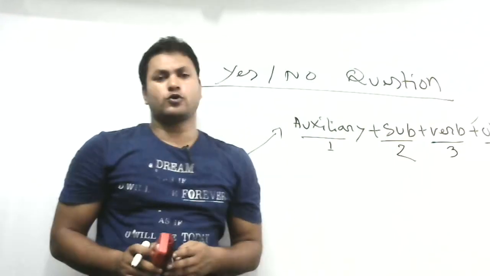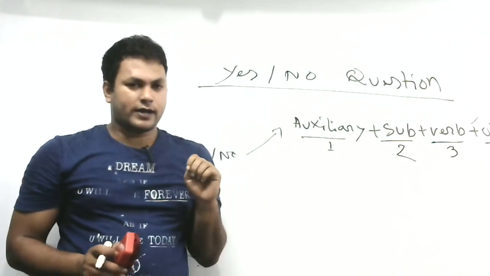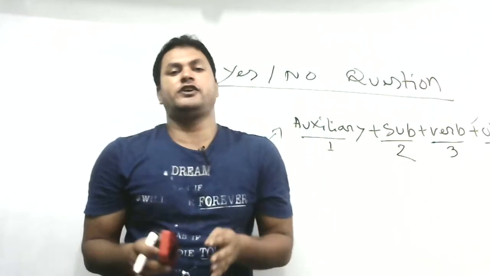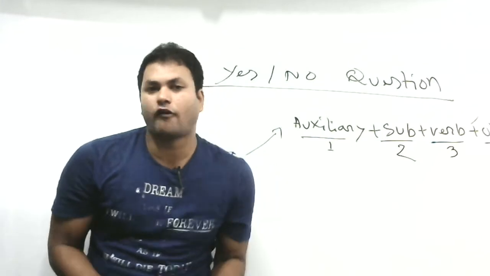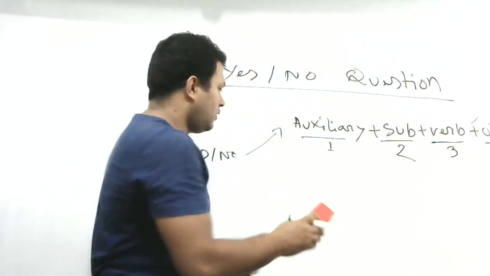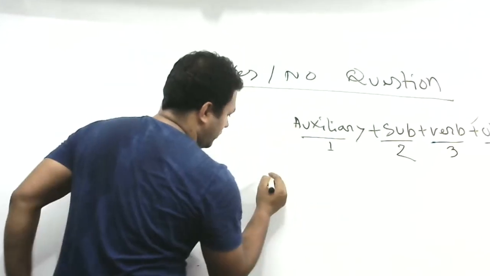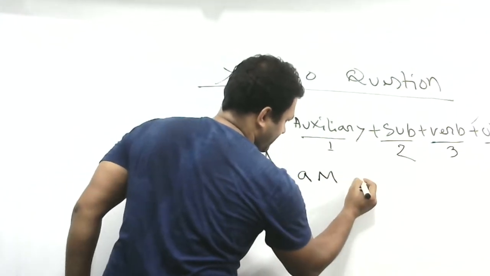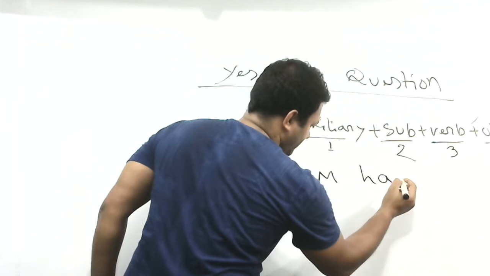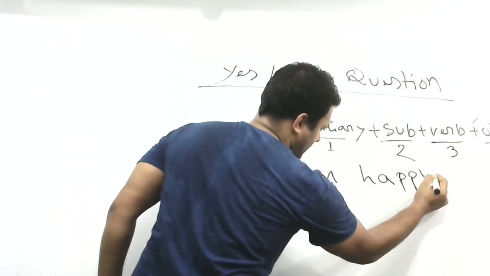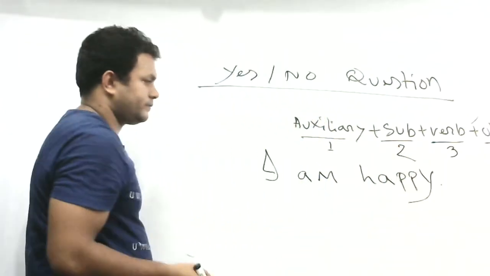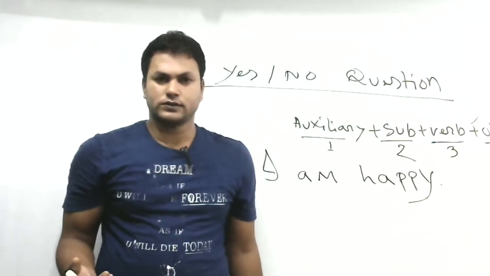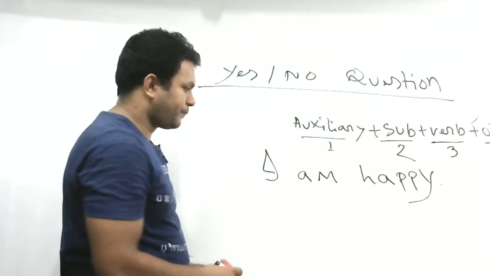So how to make yes no question? First of all, you will have to take auxiliary. Now I am going to give you some examples so that you can understand how to form yes no questions. So look at here, I am giving an example. I am happy. So how will you make yes no questions?